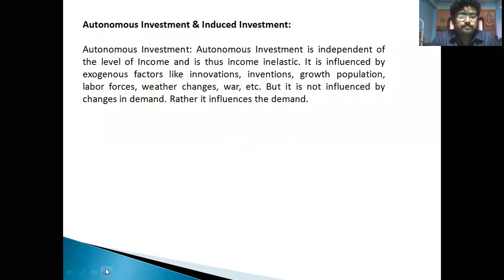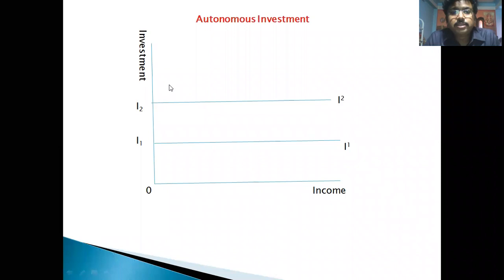Okay. Now look, this is the autonomous investment curve. Along the vertical axis, we measure the investment. Along the horizontal axis, we measure the income. And this is the autonomous investment.